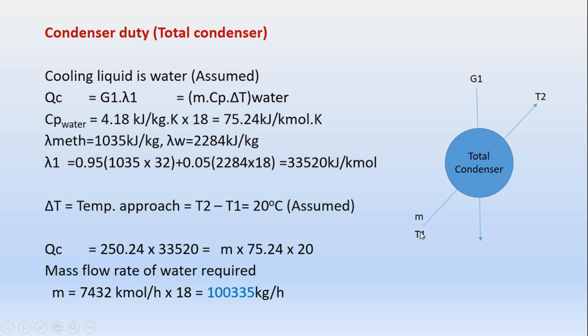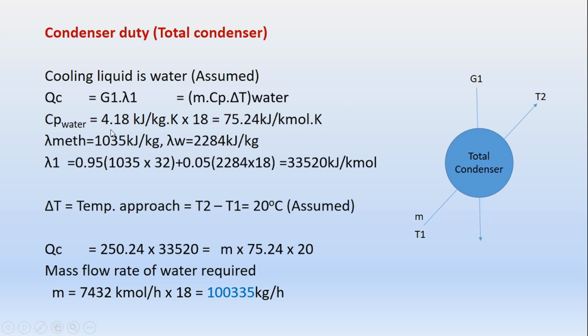Okay, so if you make the energy balance, this is mCp delta T. If I consider water as the coolant liquid, so it is mCp delta T of water. This is equal to the vapor flow rate from the topmost stage G1 multiplied by the latent heat of vaporization. Okay, because we are completely removing this latent heat from this vapor and converting it to liquid, a saturated liquid.